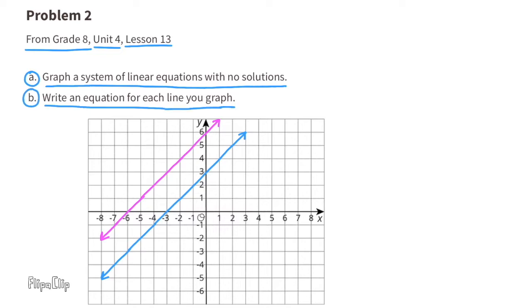B. Write an equation for each line you graph. I can start out the equations for both of these lines with y equals. Next, we need to figure out what the slope is. The rise is up 1, and the run is to the right 1. A slope of 1 over 1 is the same as a slope of 1. For both equations, this middle term will be 1 over 1 times m, or 1 times m.